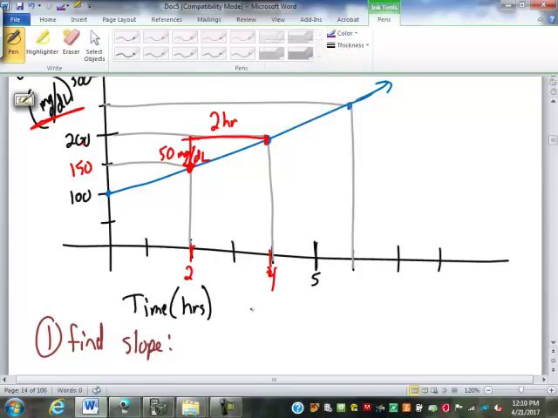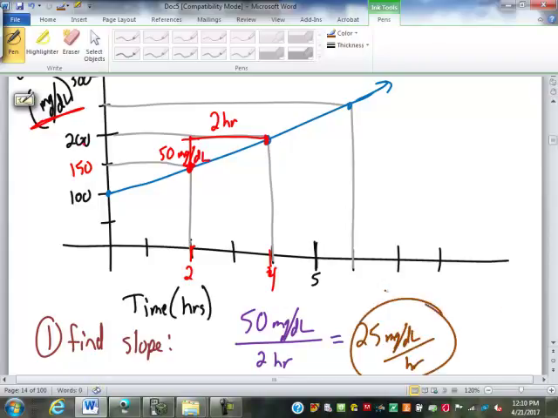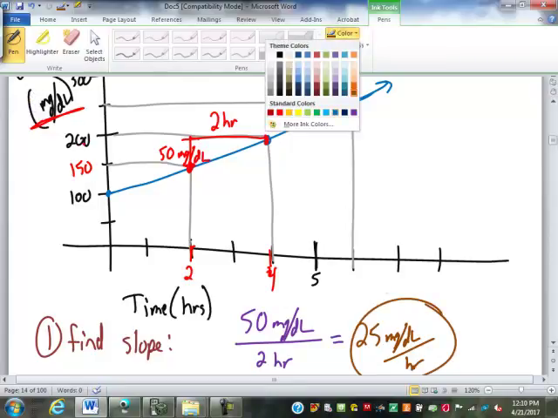So we'll write that out as 50, a rise of 50 milligrams per deciliter over 2 hours, which it is okay to leave as the slope, but we can reduce that to 25 milligrams per deciliter per hour as our slope. It's increasing, so it is positive.